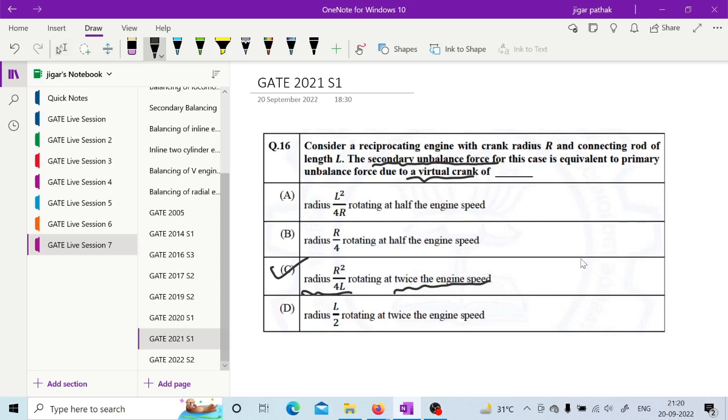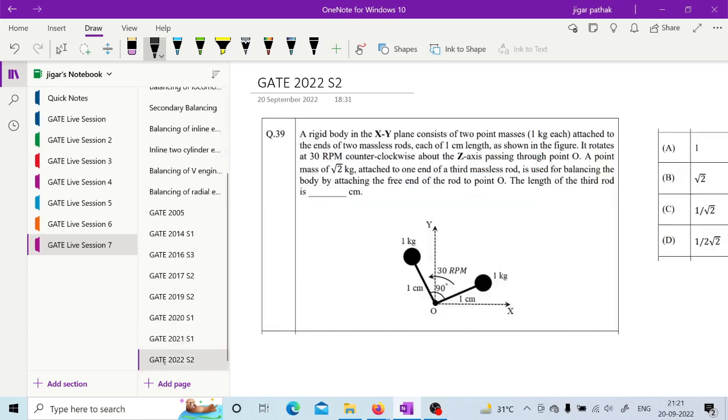See, actually it is very simple. What we have seen is r by 4n. If you remember, we have seen r by 4n, right? Imaginary crank length r by 4n, where n is nothing but the obliquity ratio L by r. Yes, sir. So if you put this in, you will get r square by 4l. Are you getting me? Right? It is simple. Yes, sir. Now got it.